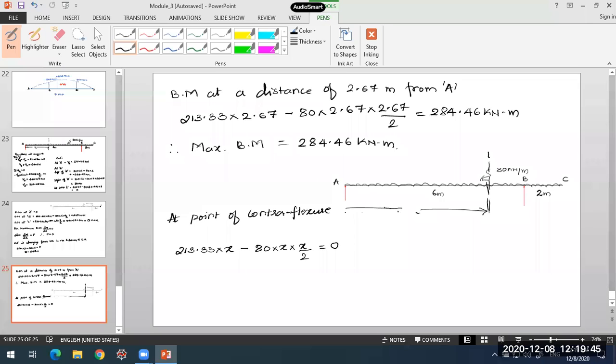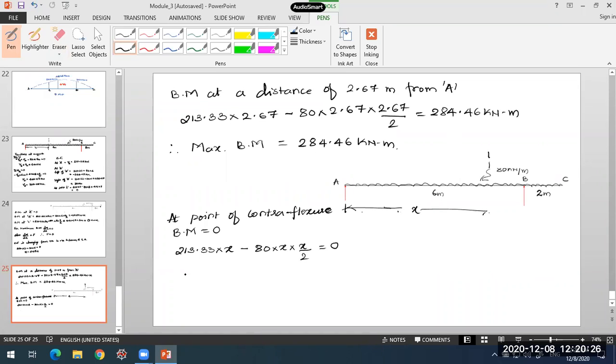This is one single word actually, point of contraflexure. At the point of contraflexure the bending moment value will be 0. So I'll write an equation of bending moment at some distance x from A, because the bending moment is changing sign between A and B only. I'll write this equation and equate it to 0. That will tell me the point where the bending moment is 0, where it is changing sign, where the point of contraflexure is. This will turn out to be an equation in x.